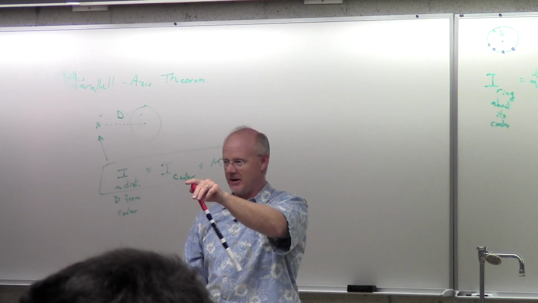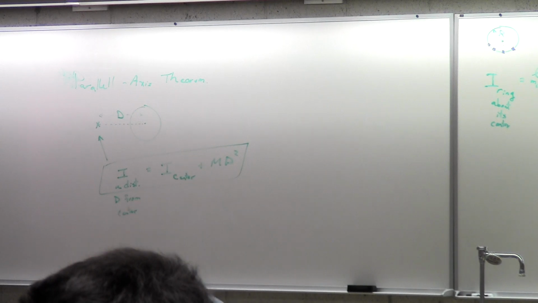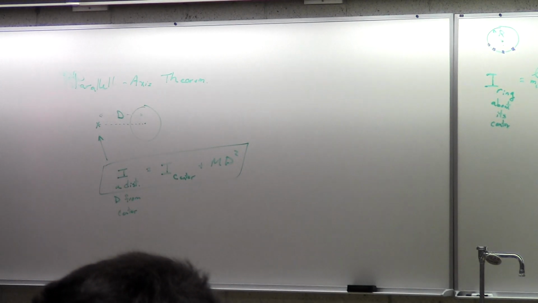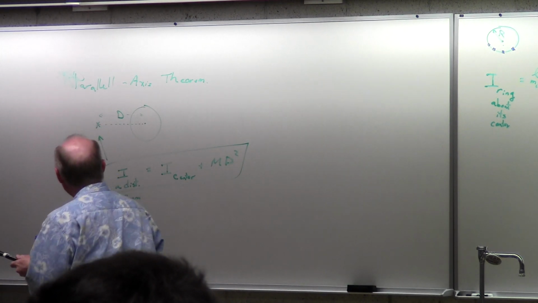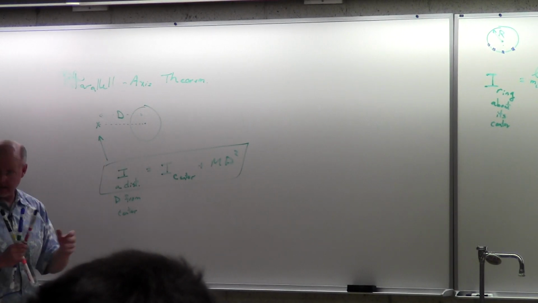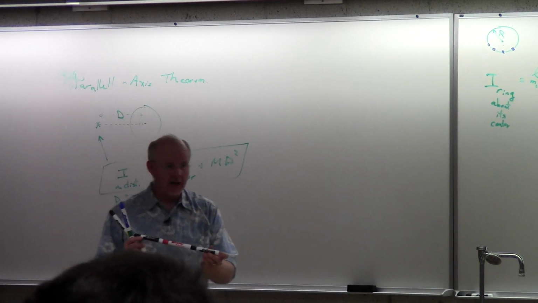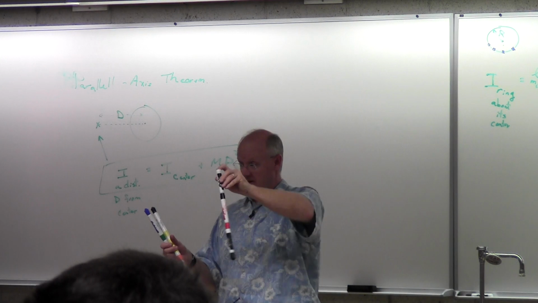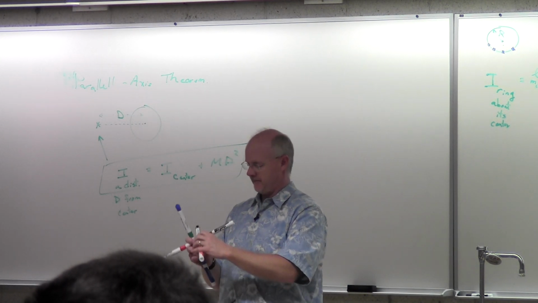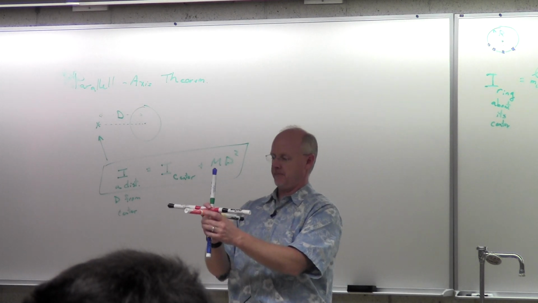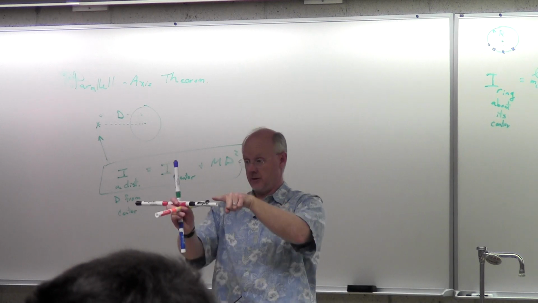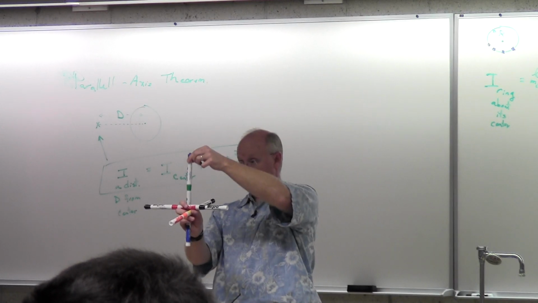Isn't this just a rod about its end point? And we already know the rod about its center was 1/12. Couldn't we then find out what the rod is by its end point? Yeah, so use the parallel axis theorem to find this one. Okay, so there's one of them. That's probably the easiest of the 3. Okay, so it does this. How about this one here?